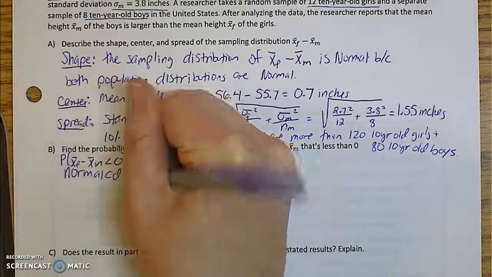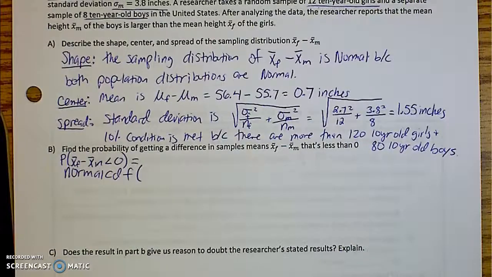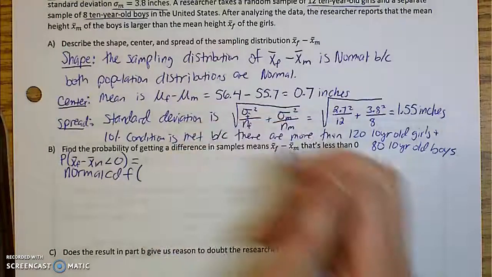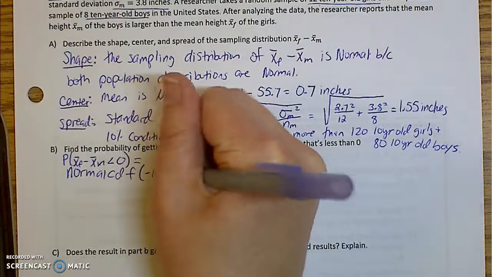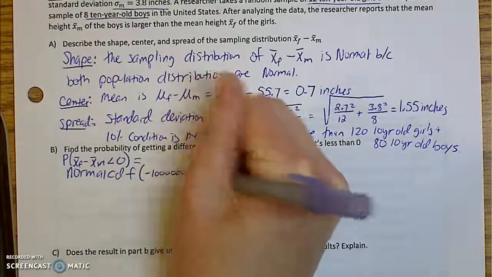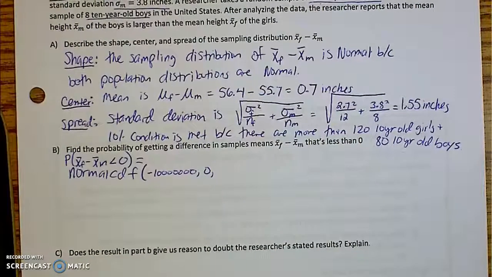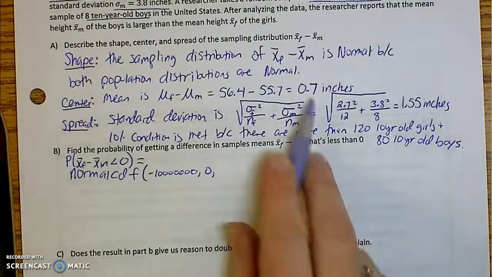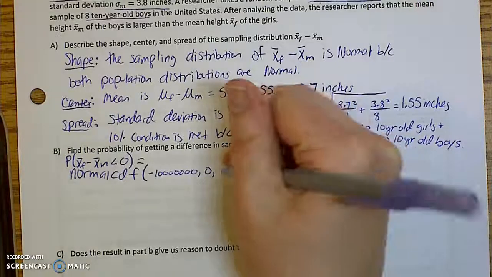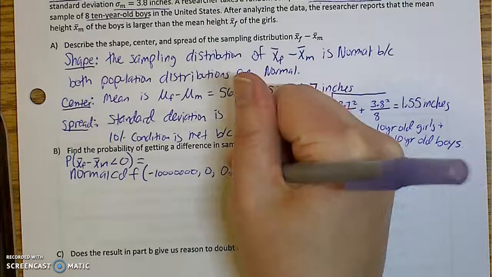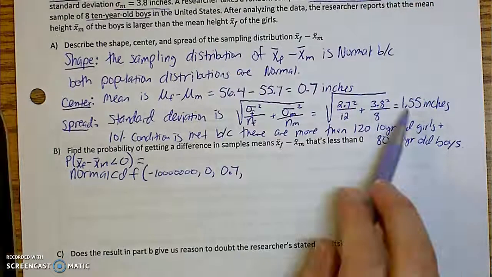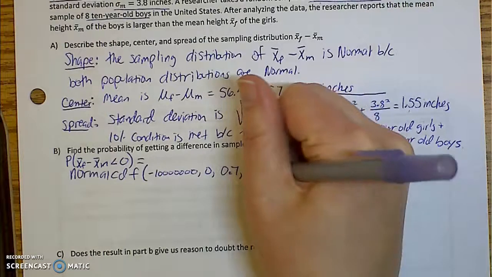If it's going to be less than 0, that means 0 is going to be my upper bound, and some really small number for my lower bound. For my mean, I can use my mean from up here, and my standard deviation, 1.55.